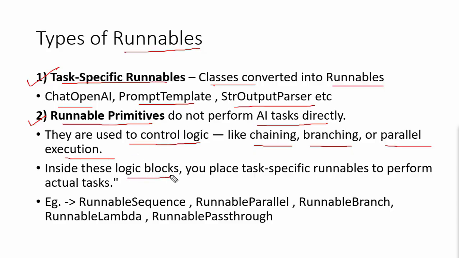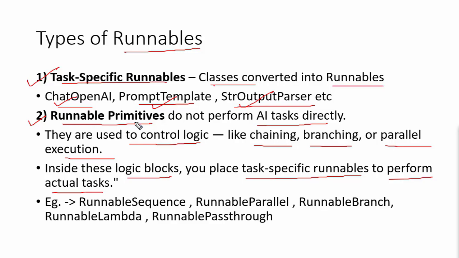Inside this logic, you can place task-specific runnables. Runnable primitives are used to build the logic, and inside that logic you can put your task-specific runnables, which are objects of ChatOpenAI, PromptTemplate, StringOutputParser, etc. Those task-specific runnables perform the actual task. I hope you understand this point. Runnable primitives are used to build the logic, and task-specific runnables perform some task.